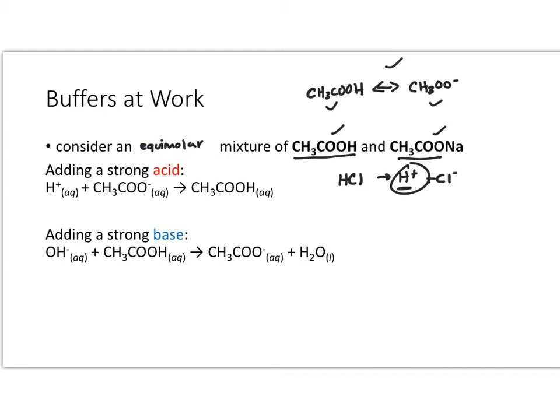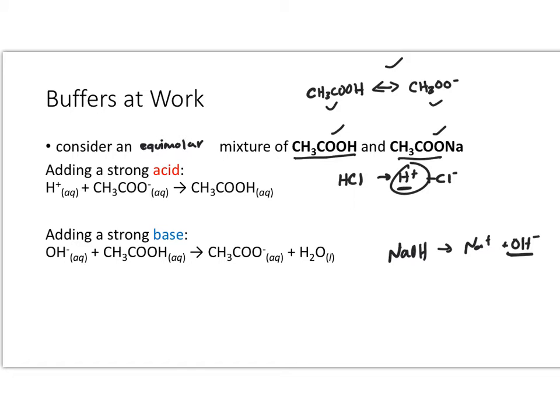In that same thought process, if I were to add, say, sodium hydroxide, which we know is a strong base, I'm adding hydroxide ion. So I have to think which species in my buffered solution is going to react with the hydroxide ion. The answer, of course, is the acid. If I add the strong base, the acid is going to come along and interact, and what we're going to produce is more acetate ion and water.